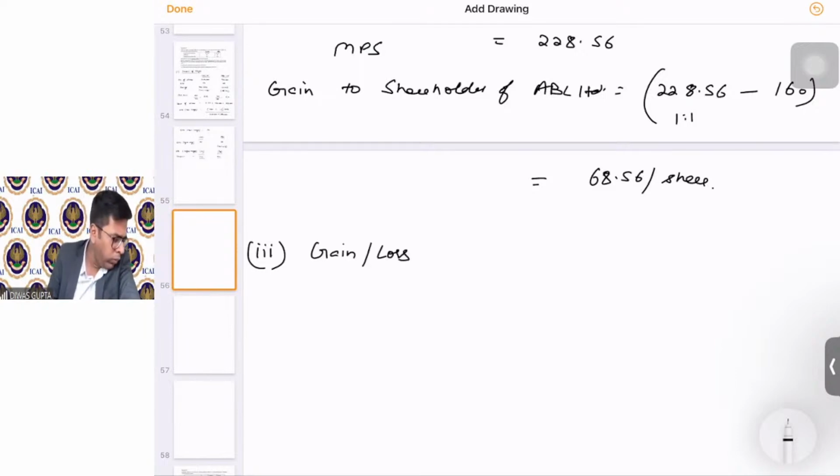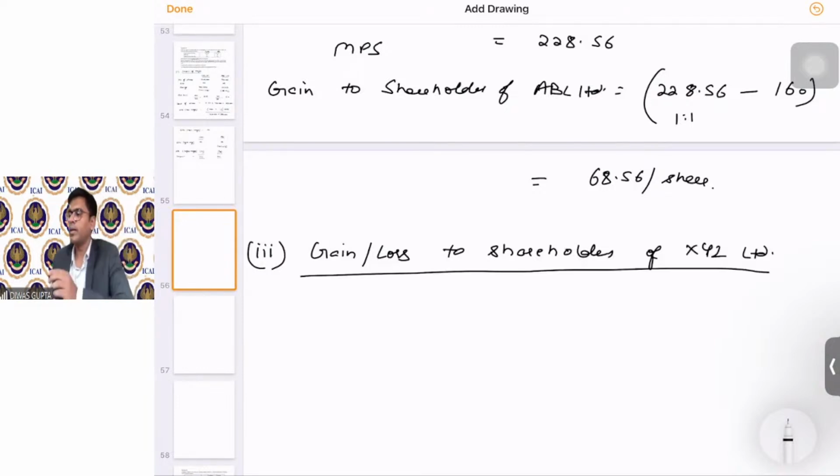Gain/loss to shareholders of XYZ Limited. Now students, tell me, basis the revised exchange ratio, we have calculated the MPS, market price per share, which was around 228.56. Now using that, can we further calculate what is the impact to the price of the XYZ Limited shares?